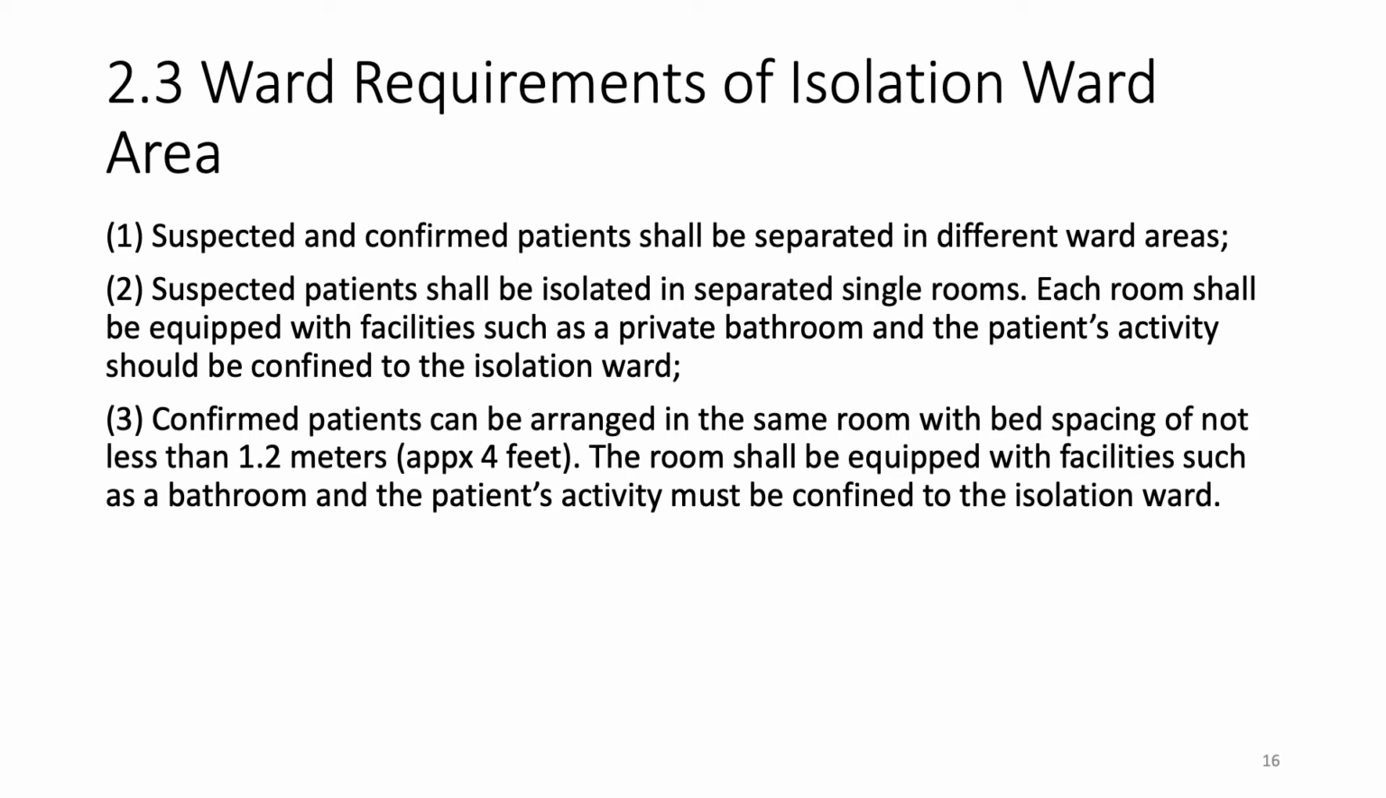Each room shall be equipped with facilities such as a private bathroom, and the patient's activities should be confined to the isolation ward. 3. Confirmed patients can be arranged in the same room with bed spacing of not less than 1.2 metres, approximately 4 feet. The room should be equipped with facilities such as a bathroom, and the patient's activity must be confined to the isolation ward.